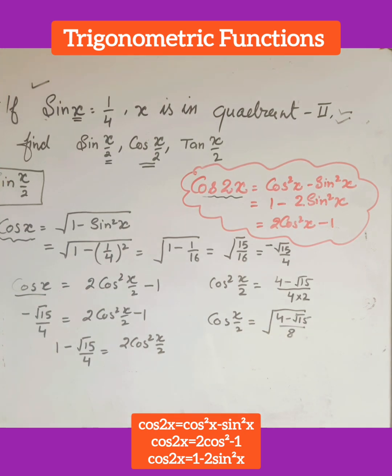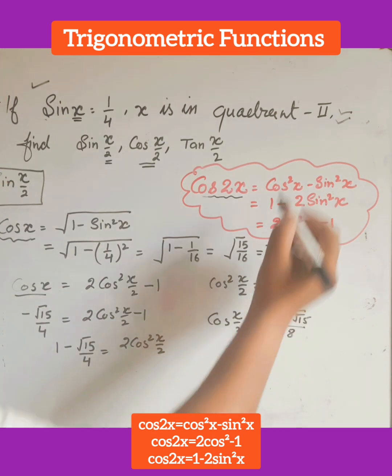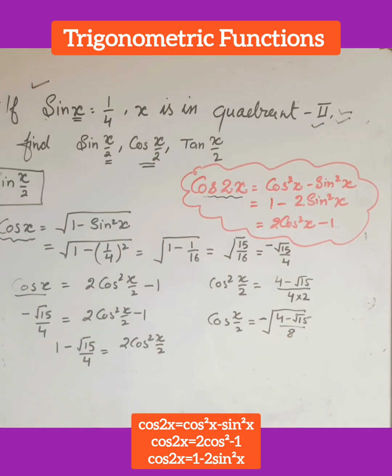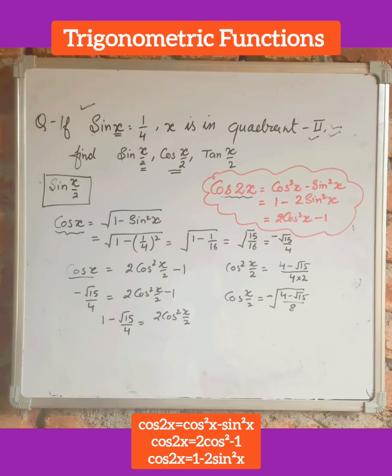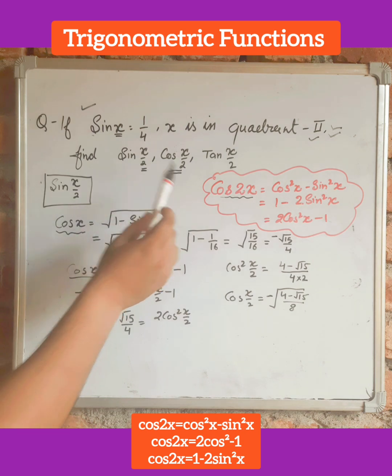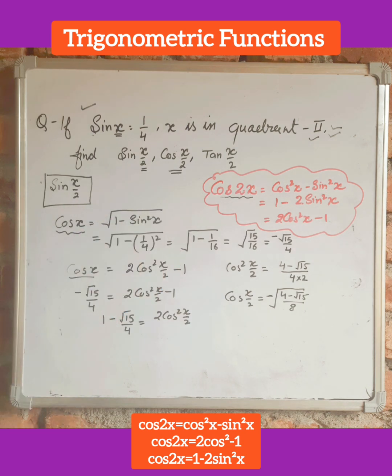Now you have to take care of the quadrant here. What was the quadrant? It was quadrant 2. It means it will be negative. The cos is negative in the second quadrant. And you also know that tan is the ratio of sin and cos. So taking the ratio of sin x upon 2 and cos x upon 2, you can find out tan x upon 2. Thank you. Have a nice day.